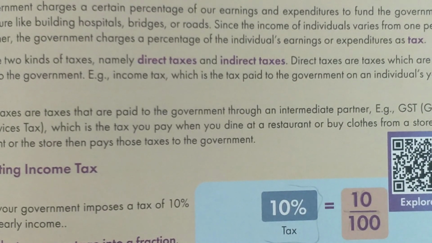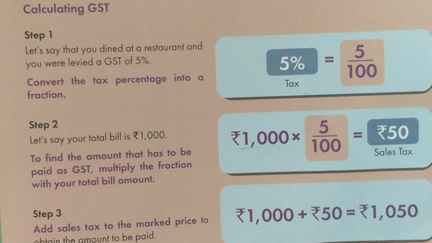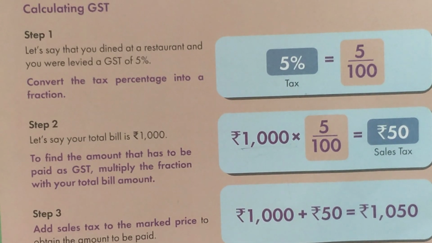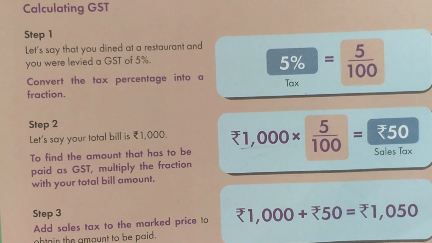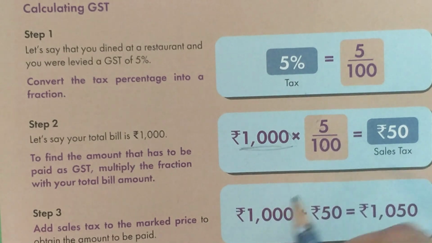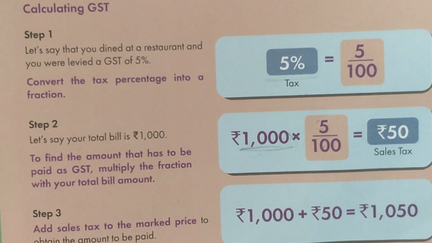Now you would have seen a lot of GST when you go to a hotel, so let's see an example. Let's say you dined at a restaurant and you are given a GST of 5%. Convert the tax percentage of the GST into a fraction. So it's 5 out of 100. Let's say your total bill is 1000. To find the amount that has to be paid as GST, multiply the fraction with your total bill. So it's 1000 rupees into 5 by 100, which is the tax percentage by 100, equal to 50 rupees.